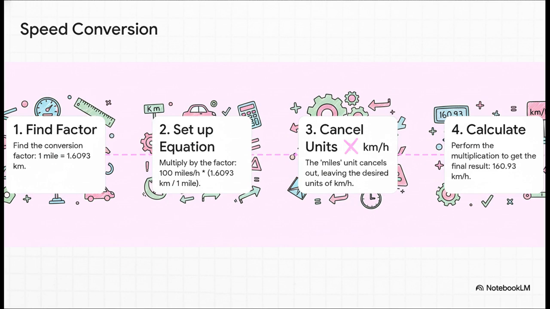Now step 3, this is the really cool part. Because you have miles on the top on one side and miles on the bottom of the fraction, they just cancel each other out. All you're left with is kilometers on top and hours on the bottom, which is exactly what we want. Last step, you just crunch the numbers and bam, 160.93 kilometers per hour.